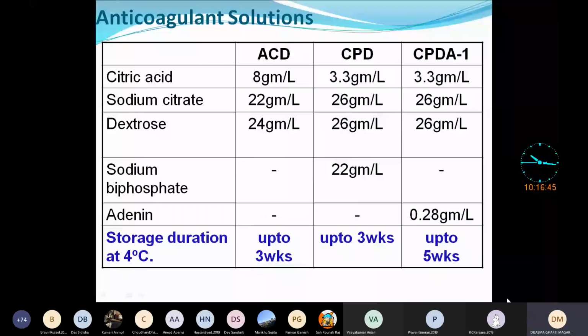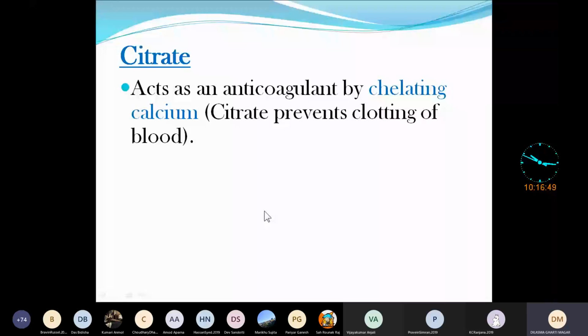So now, what does the citrate do? This anticoagulant composition, citrate is there, isn't it? The citric acid was there, it is also known as the citrate. So it acts as an anticoagulant by chelating the calcium. So citrate prevents clotting of the blood. Whenever the calcium is chelated or removed from the blood, at that time it will not cause coagulation of the blood. Understood this one? So citrate, you remember C for calcium, so it will chelate the calcium.